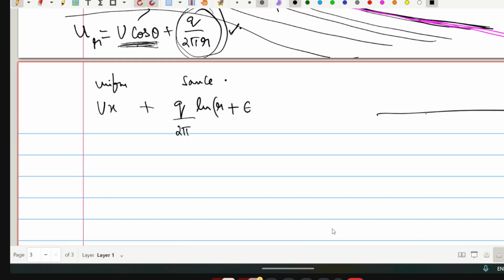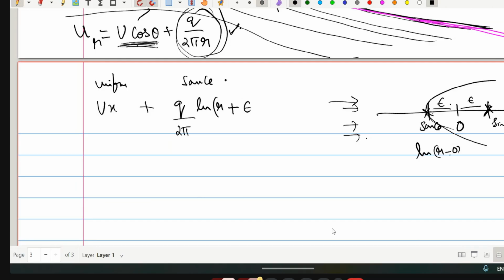Suppose you want to put it here, so this is your 0. At this point I want a source, so that it will go like this, passing through the stagnation point. So here I want to put a sink with epsilon distance. Source and sink you put, along with the uniform flow. So what is the value here? ln r minus epsilon.